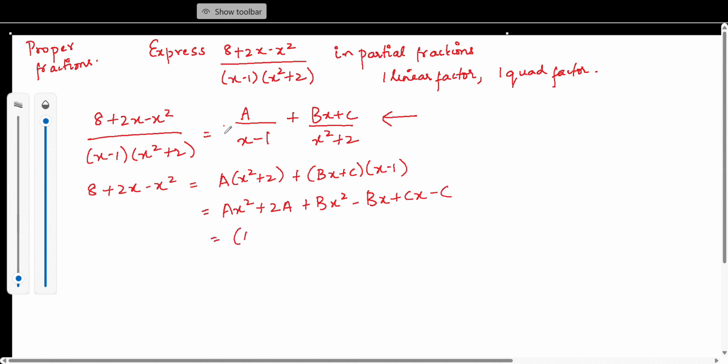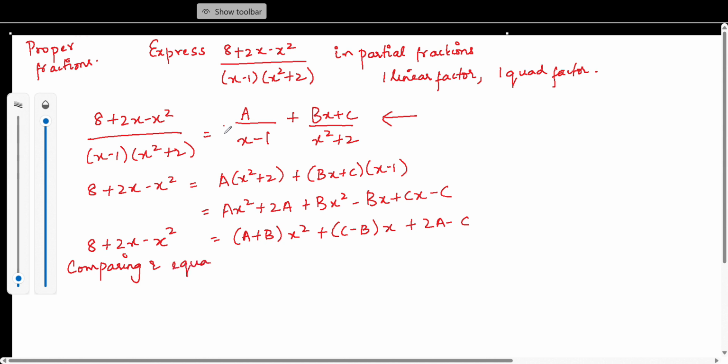We will group so that we have one x squared term, one x term and a constant term. So we have something on the left, something on the right. At this point, we can compare and equate the coefficients on both sides. So we will get a plus b to be minus 1, since that's the x squared, c minus b to be 2 and 2a minus c to be 8.